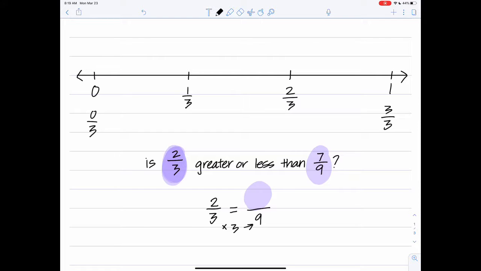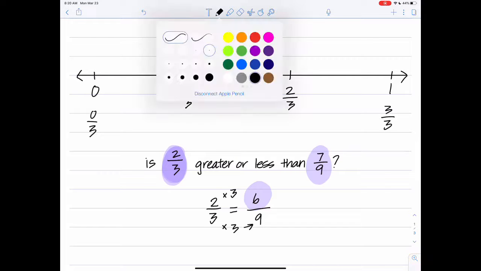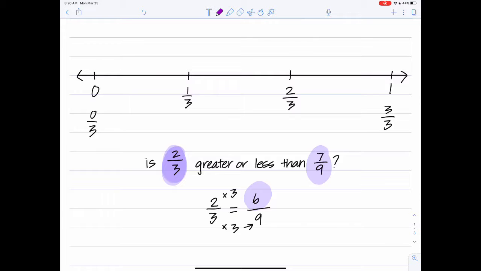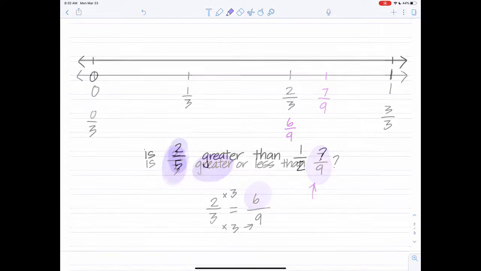I'm finding a common denominator and making an equivalent fraction. I have to find 2/3 is equal to how many ninths? And I know that 3 times 3 is going to give me 9. So I have to do the same thing to the top. And 2 times 3 gives me 6. So I'm going to look up at my number line and notice that 2/3 is also equal to 6/9. That then immediately tells me that if I'm going to place 7/9 on my number line, it's going to be greater than 6/9 or 2/3. I'm finding equivalent fractions to find greater than or less than.